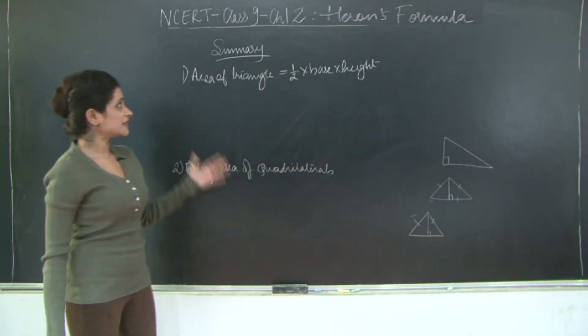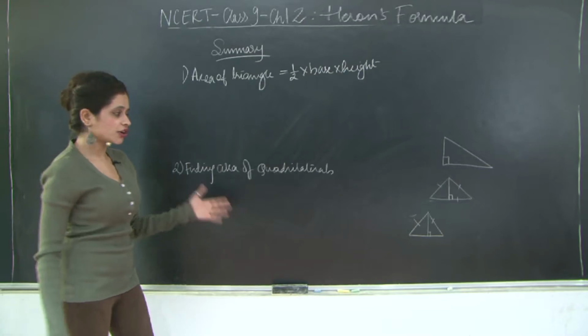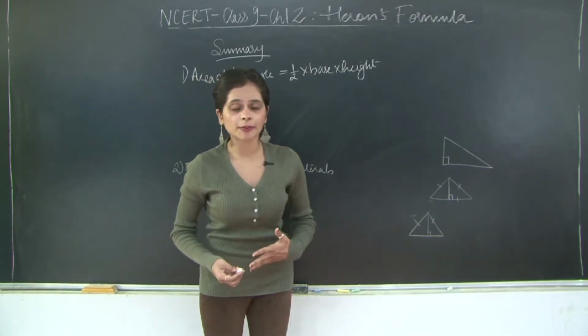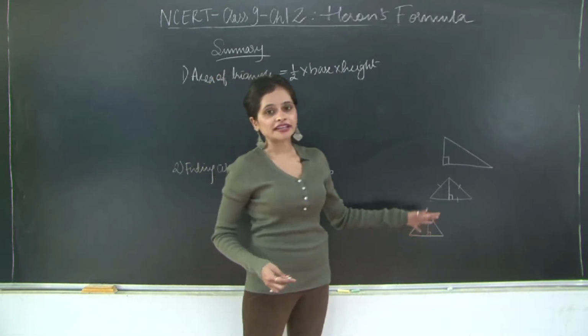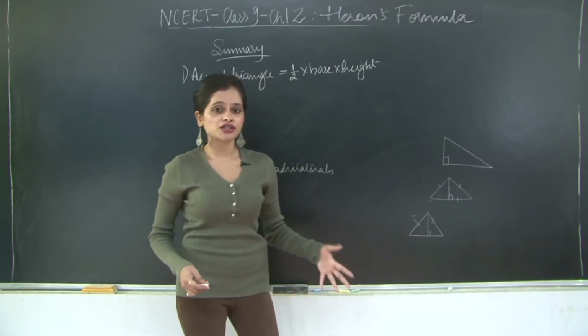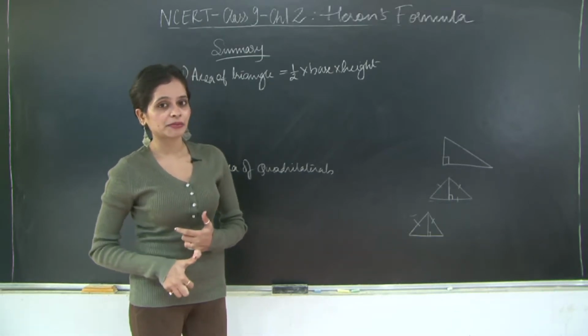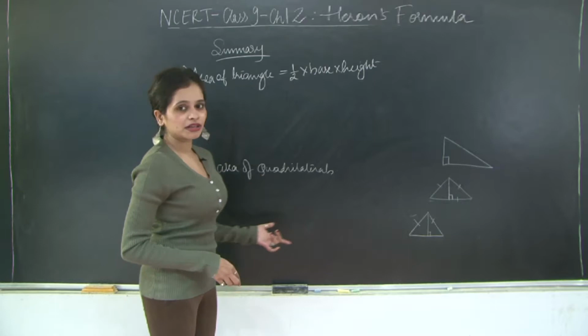isosceles triangle. But in cases of scalene triangles, it's not really possible to draw a perpendicular and find the height of it. Although we can draw the perpendicular, there is no relation to find the height. In these cases, we use the Heron's formula. So for Heron's formula, we need the three sides and the semi-perimeter of the triangle. So semi-perimeter would be what?